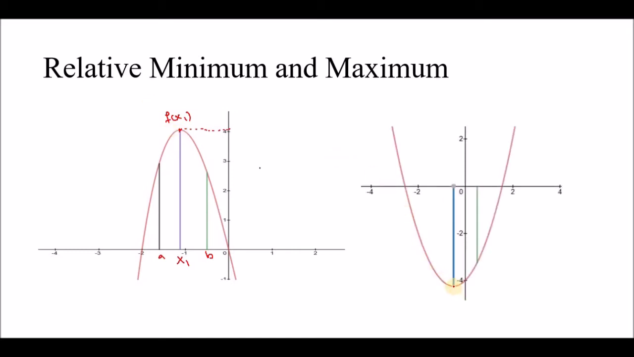Similarly, I see here that I have a relative minimum. If you look at a specific interval, let's say this interval from a to b, you will notice that f of x2 is the lowest point on that specific interval, and that makes it a relative minimum.